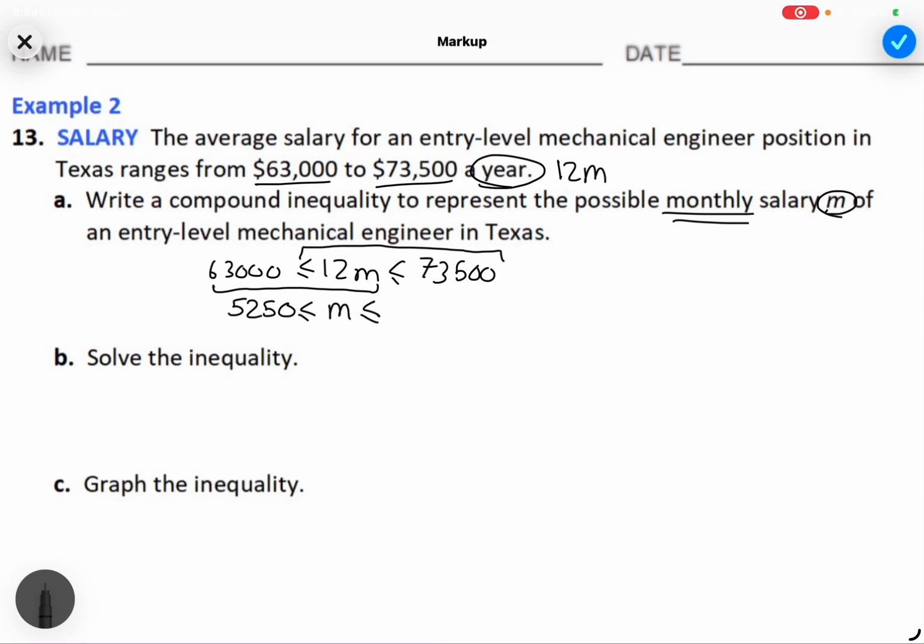Now solving this inequality is 73,500 divided by 12, which is 6125. This is the answer for part B. Now to graph the inequality, you just do this, and then 5250, 6125, filled circle because it's less than or equal to, and then the line.